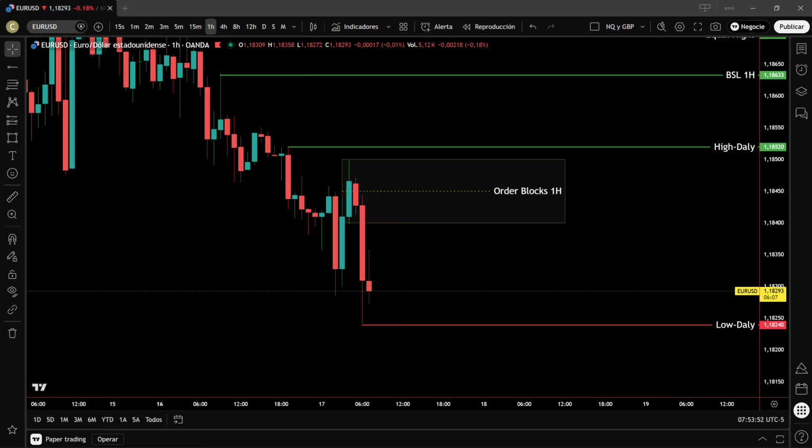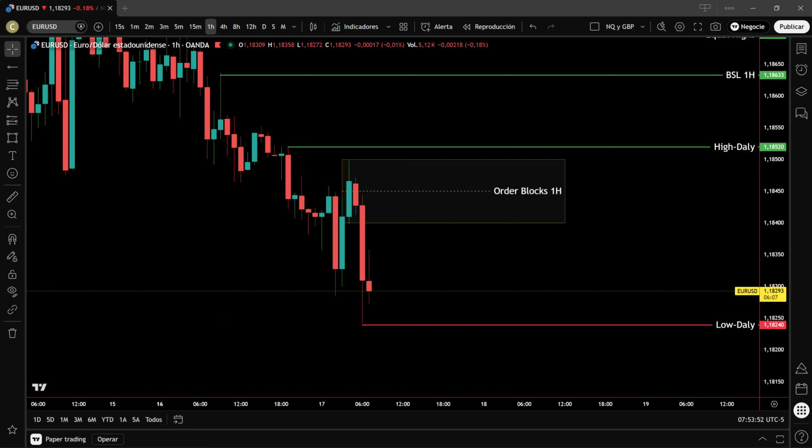This prolonged stay on the chart confirms that institutions are distributing positions within this range. As long as price continues to hover here without a clear break of the high daily, our working hypothesis remains tilted toward capturing the liquidity that still resides below the low daily at 1.1824.